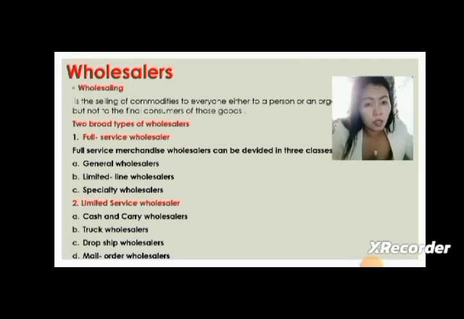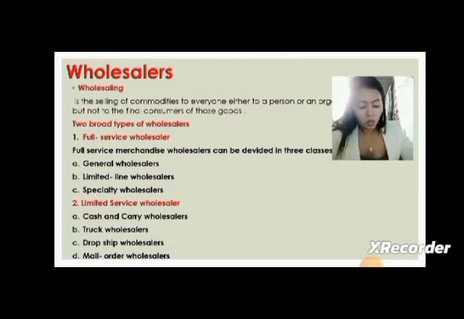Letter A, cash and carry wholesaler, and letter B, truck wholesaler, and then letter C, drop ship wholesaler, and the last, mail order wholesaler. Cash and carry wholesaler. This wholesaler neither sells goods on credit to customers nor provides transport facilities. Truck wholesalers give transportation facilities for moving goods to the customer for inspection and selection.